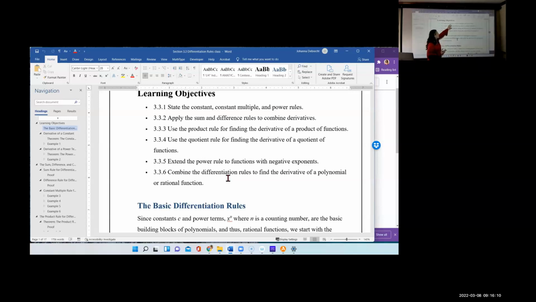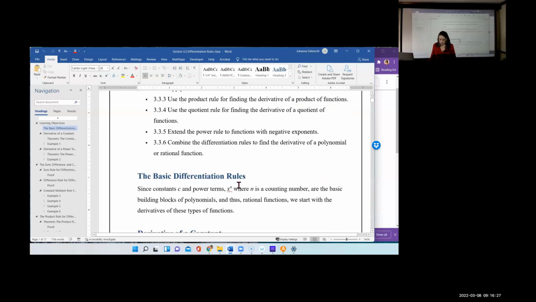So we're going to start with the constant, multiple, and power rules. Then we'll talk about sum and difference rules. We'll do the product rule and the quotient rule. And then we'll talk about the power rule for negative exponents. And then we'll put all of it together to do all the different rules in one combined thing.